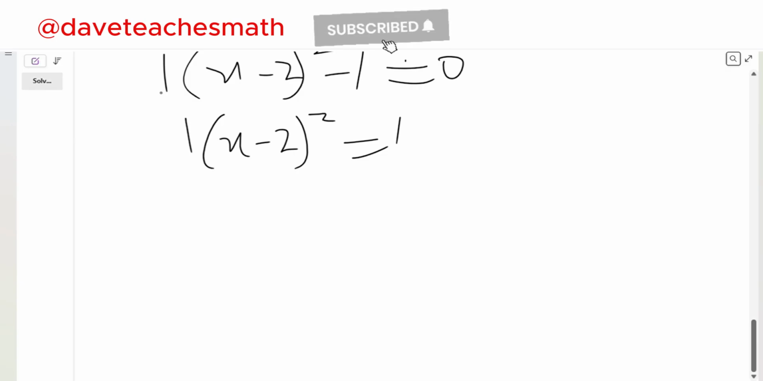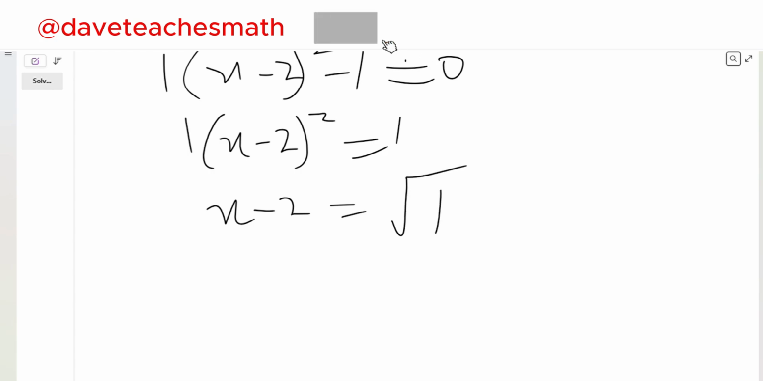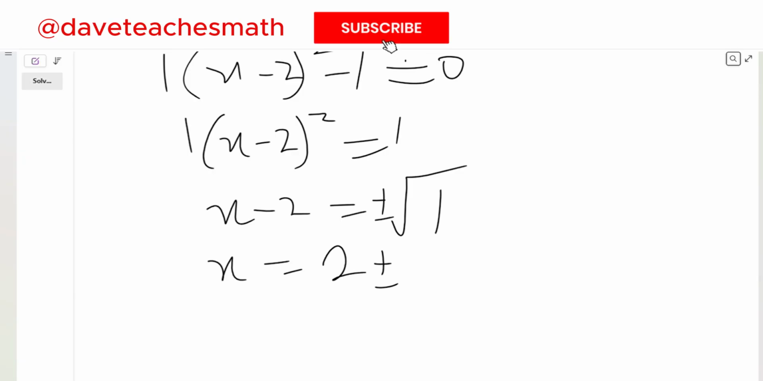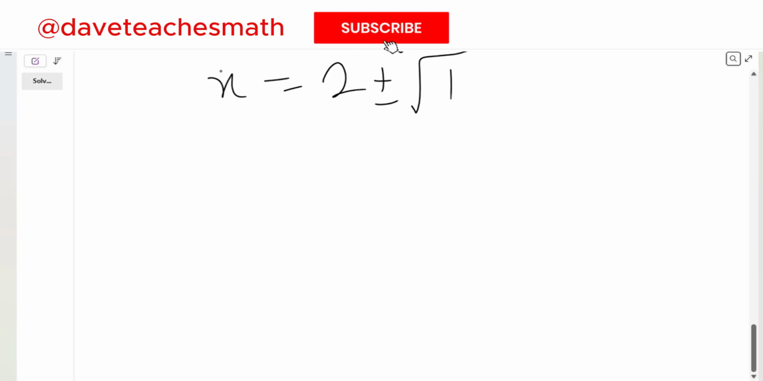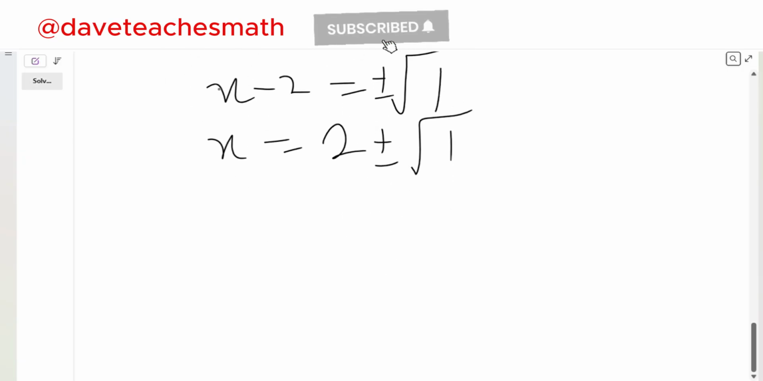Now we are going to move the square root to the other side. So we are going to have x minus 2 is equal to square root of 1. And we know that every number that is squared is either positive or negative. So it is plus or minus the square root of 1. Okay. So we have x is equal to 2 plus or minus square root of 1. And we know that the square root of 1 is 1. So we have x is equal to 2 plus or minus 1.